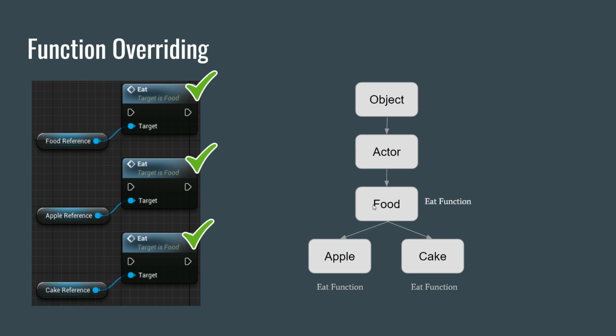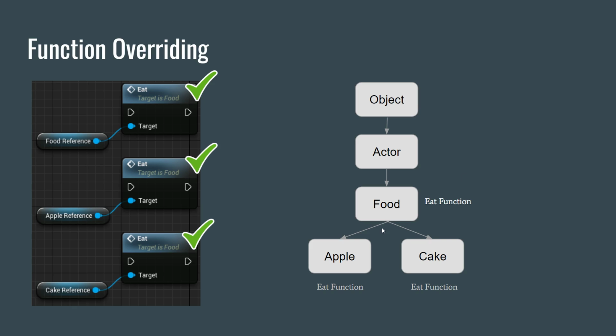But you can also specifically override these functions, and I'll show you exactly what I mean by that when we go in and look at the blueprints. But let's say, for example, that you wanted all foods when eaten to restore a certain amount of health, whatever health they happen to have their health restoration set to. And you wanted that to be uniform across all foods. Well, you would put that inside of the eat function inside of the food class.